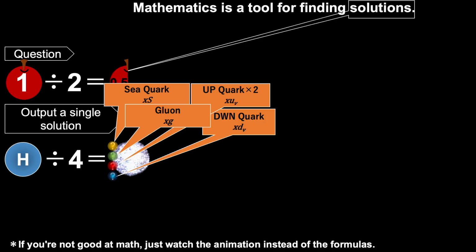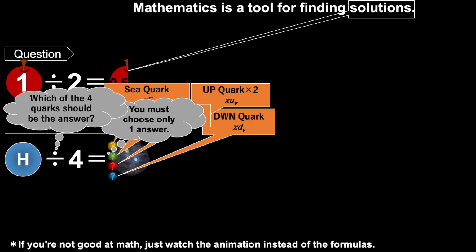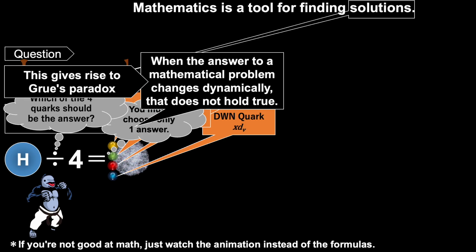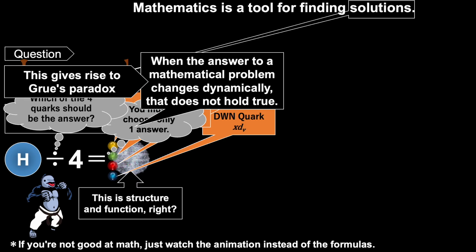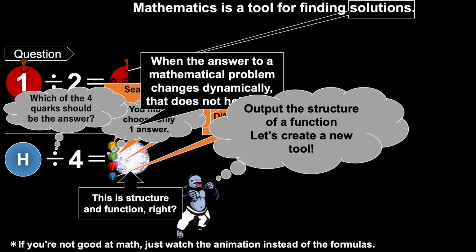The mathematical rule of one problem, one answer breaks down. This rule doesn't hold when the solution is dynamic and constantly changing. This is known as the Greuze paradox, where a single static answer is required. This led me to believe that the conventional tools of mathematics are inadequate for dealing with the quantum realm. I came to think that the state of a quantum is both a structure and a function. Therefore, to understand it, we need a new arithmetic that outputs not a number or a single answer, but a function itself, a function structure.